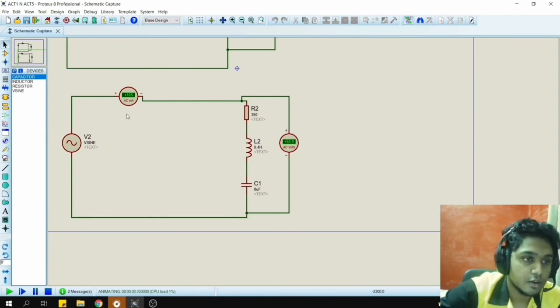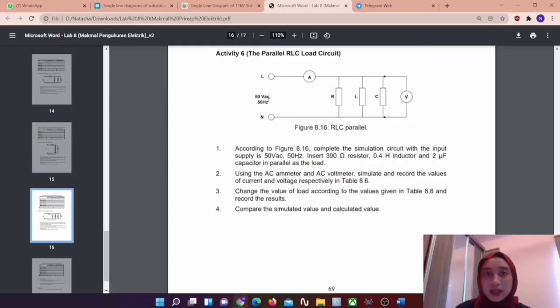The manual calculations for activity 1 and activity 5 are similar to the simulation. So that's all from me. Thank you.